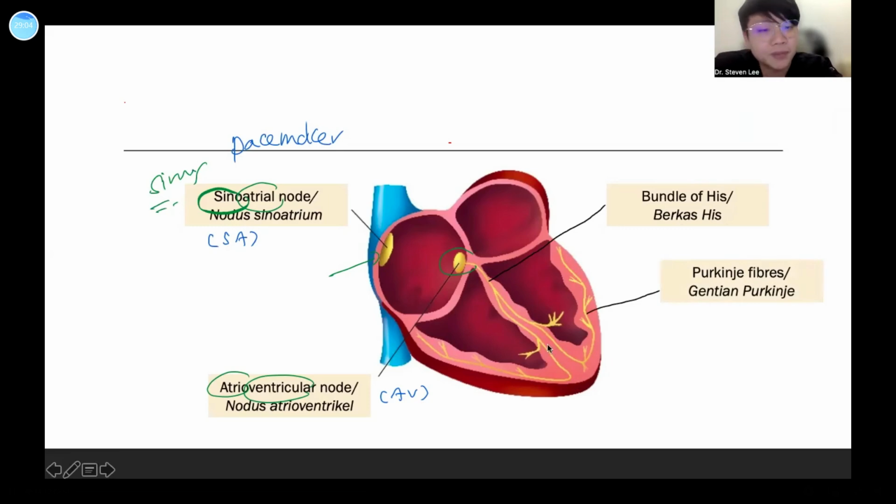So the bundle of His is this. They're in the septum of the heart. By the way, I didn't label the word septum. Septum is this. Septum is the wall that divides your heart into left and right parts, which separates your oxygenated and deoxygenated blood. That is your septum. So this is your bundle of His, this yellow color one, and this is your Purkinje fiber.